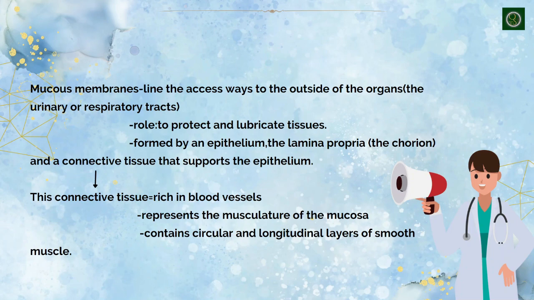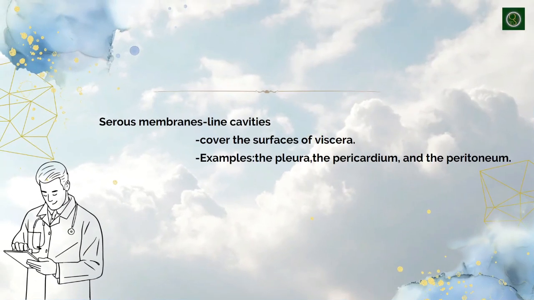The mucous membranes are formed by an epithelium, lamina propria or the chorion, and the connective tissue that supports the epithelium. This connective tissue is rich in blood vessels and represents the musculature of the mucosa containing circular or longitudinal layers of smooth muscle. The role of mucous membranes is to protect and lubricate tissues. Serous membranes line cavities and cover the surfaces of the viscera. Examples of serous membranes are the pleura, pericardium, and the peritoneum.